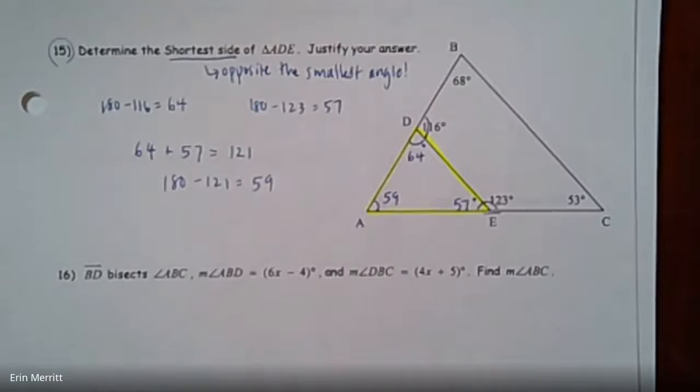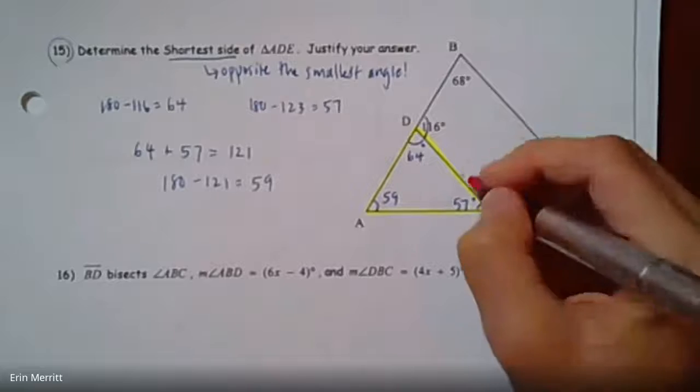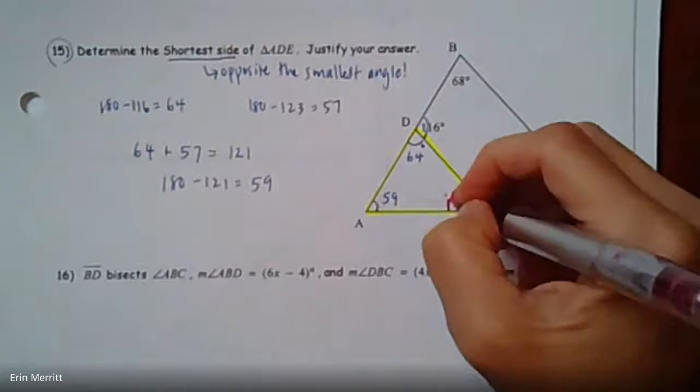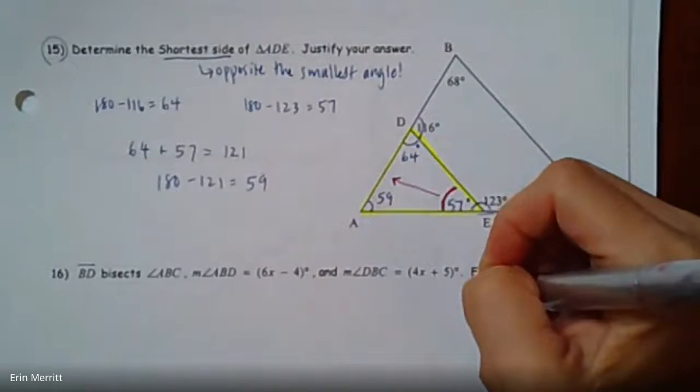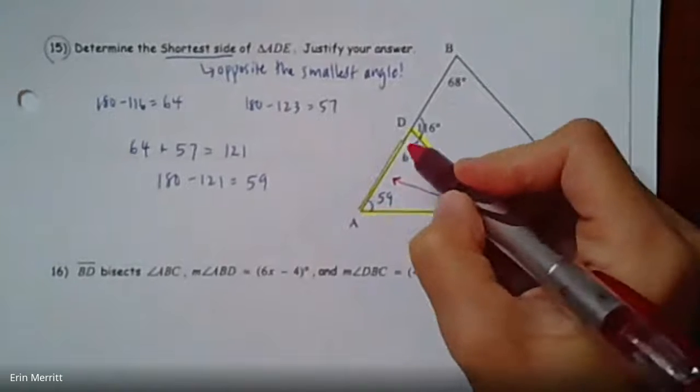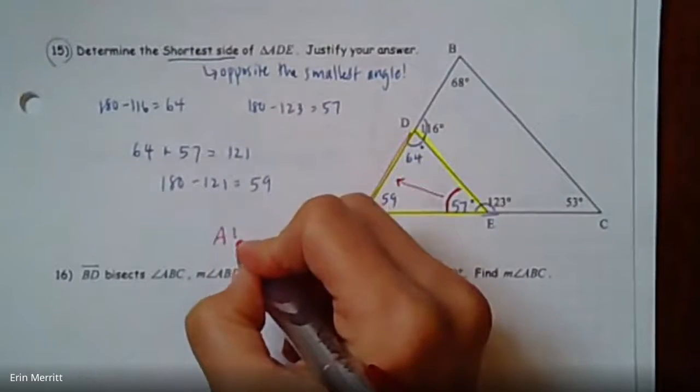Now you know exactly which one is the smallest angle. So that's going to be 57 over here. So then the shortest side should be the side across from that, which is side AD.